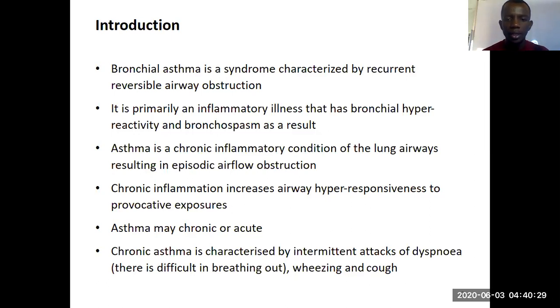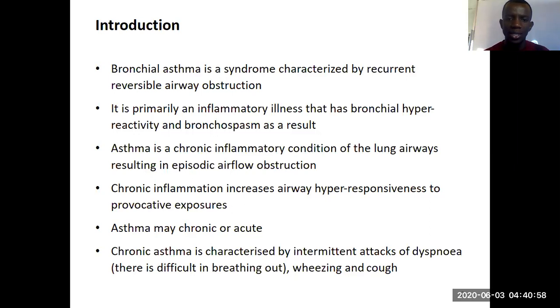Chronic inflammation increases airway hyperresponsiveness to provocative exposures. Asthma may be chronic or acute. Chronic asthma is characterized by intermittent attacks of dyspnea, wheezing, and coughing. So, asthma is a condition that we are saying has got a lot of processes taking place. One, it is an inflammatory process that is taking place, as well as a hyperreactivity.